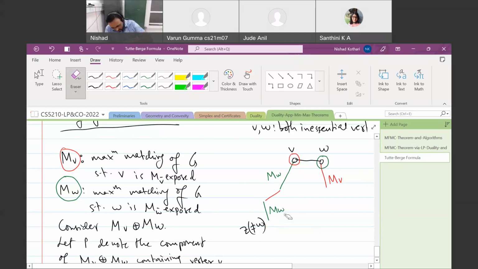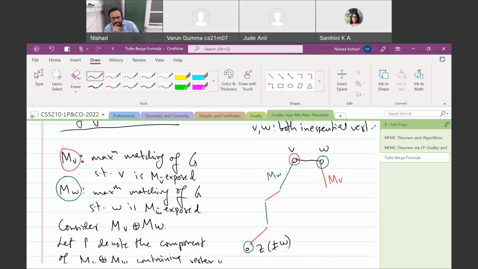Okay. What about ending at a red colored edge? Supposing I end at a red colored edge. Well, that means that the vertex over there is exposed with respect to the green colored matching. And let us suppose that this vertex Z is once again not equal to W. Do you see a contradiction again? I claim that there is a contradiction once again.